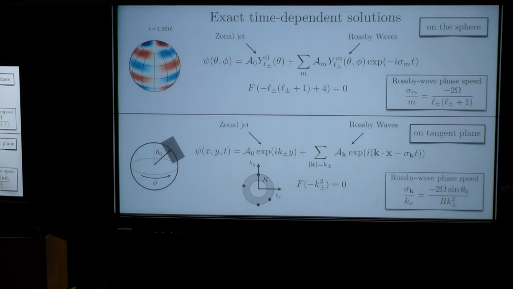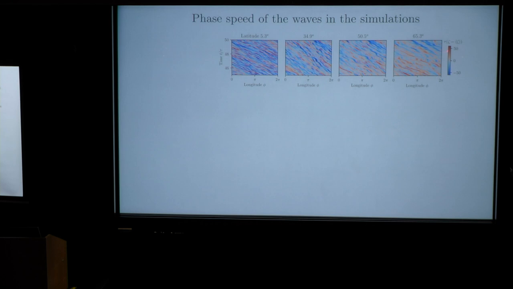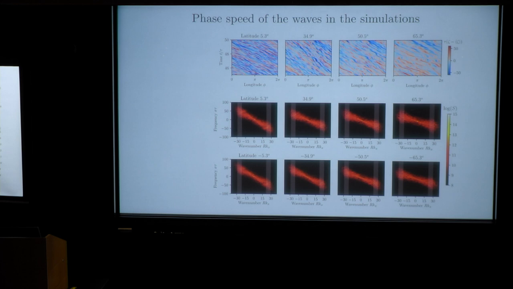Since we have this prediction of Rossby waves, we can go back to the simulations and try to measure it. Here, what I'm plotting is the deviation of the vorticity from the mean vorticity at different latitudes. You can see these waves going westwards, which are essentially Rossby waves, and we can try to measure this phase speed and see if it matches the analytical prediction. Here I'm showing you the Fourier power spectra at every latitude, as a function of latitude, and they sort of tilt.